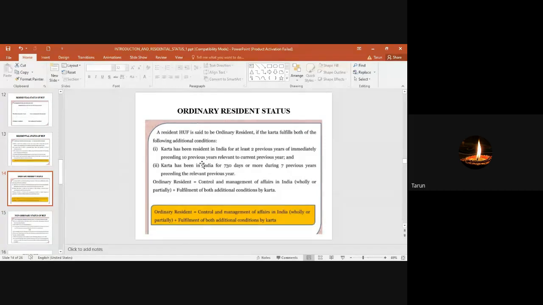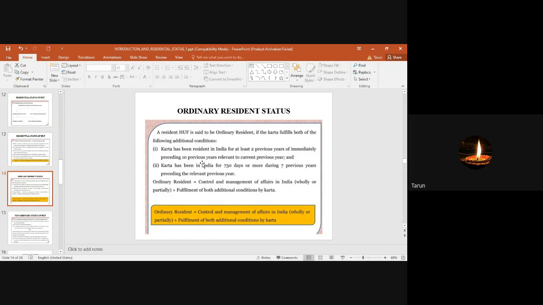Now we talk about the ordinary resident status. In the previous slide you already understood this condition, and the HUF will become a resident. But now in the upcoming slide you need to understand that if the HUF is a resident, the second part is determining whether the HUF is ordinary or not ordinary. So you need to understand this.